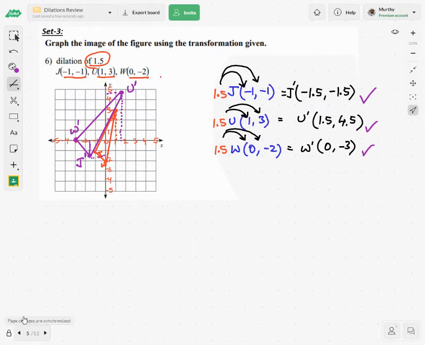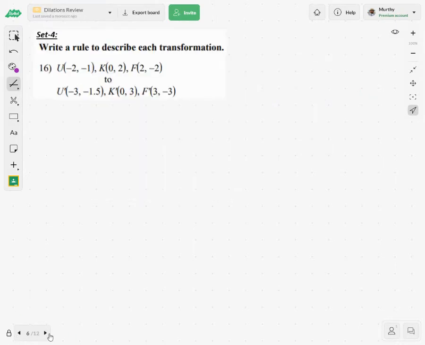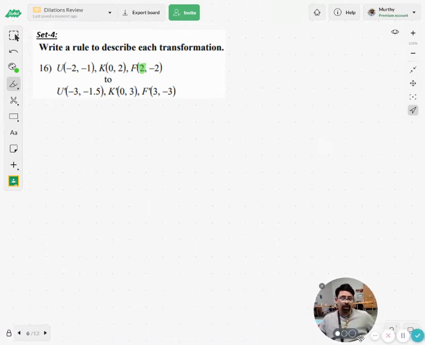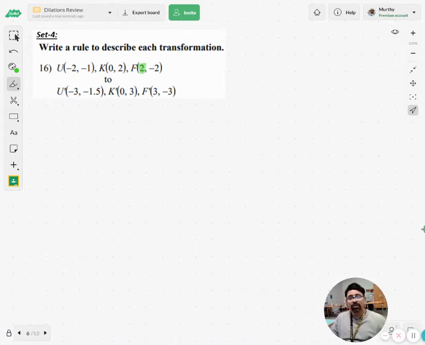Now, let me take another example. This time, you are asked to write a rule to describe each transformation. Again, I'm repeating, in my previous classes I mentioned you can choose any one point. Here, I prefer to take the positive values. So here I'm taking, say, 2 and the corresponding value is 3 here.